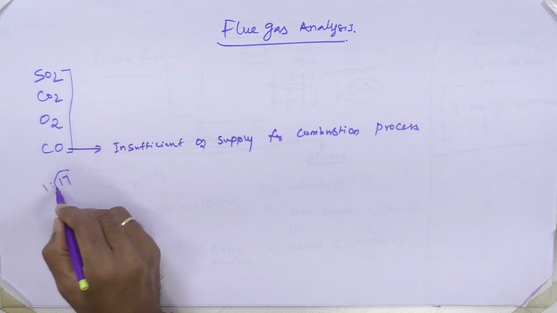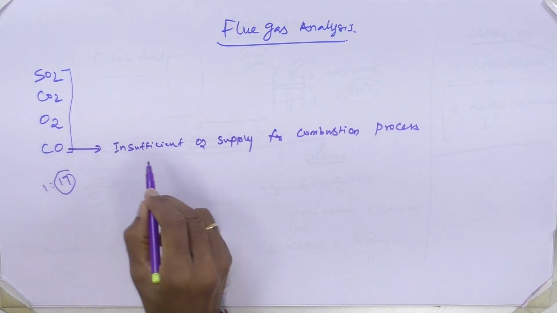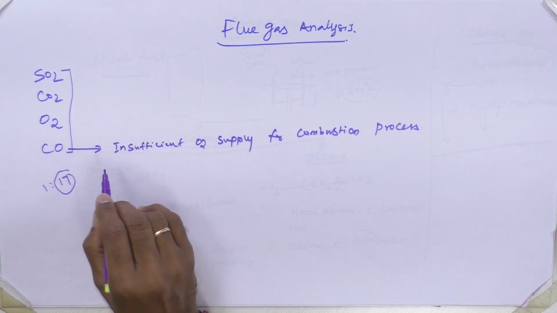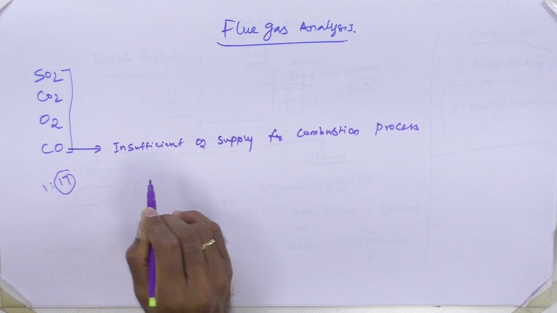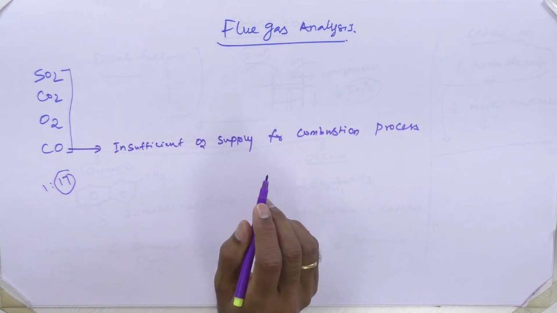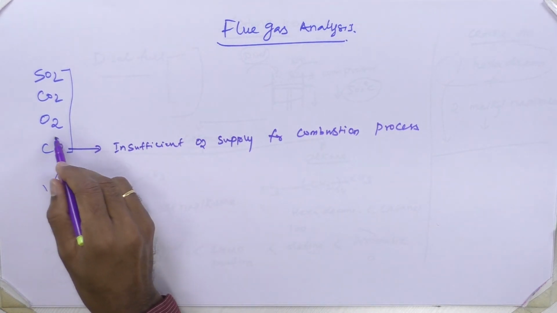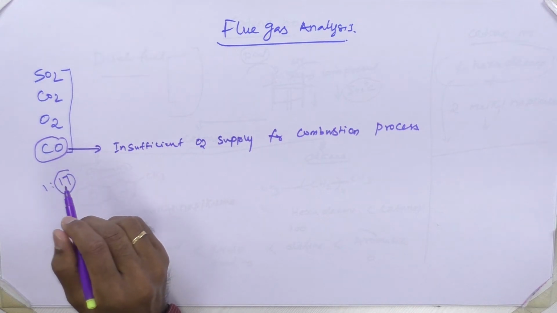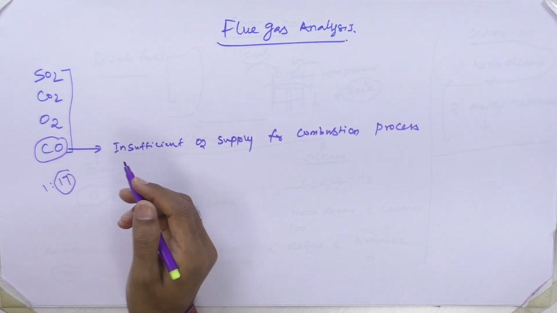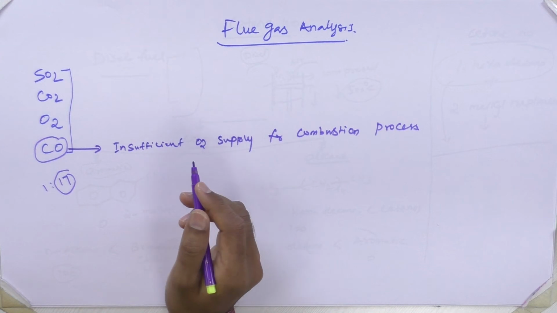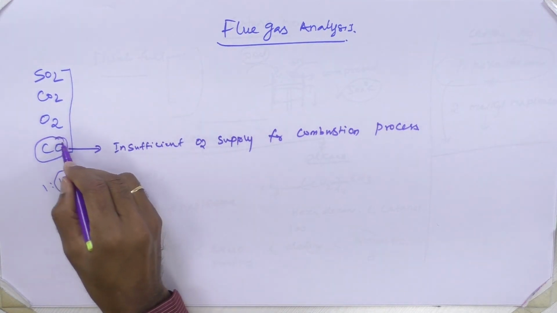If the ratio is reduced, it emits a large amount of carbon monoxide, because carbon monoxide is a highly toxic element. It should not be released into the atmosphere in large quantities. Therefore, the percentage of CO indicates the quantum of oxygen supply as well as the completion of the combustion process.